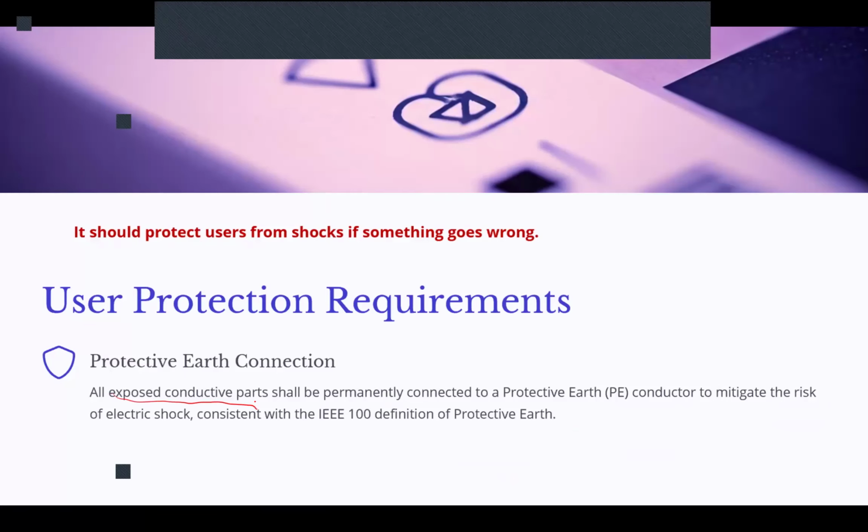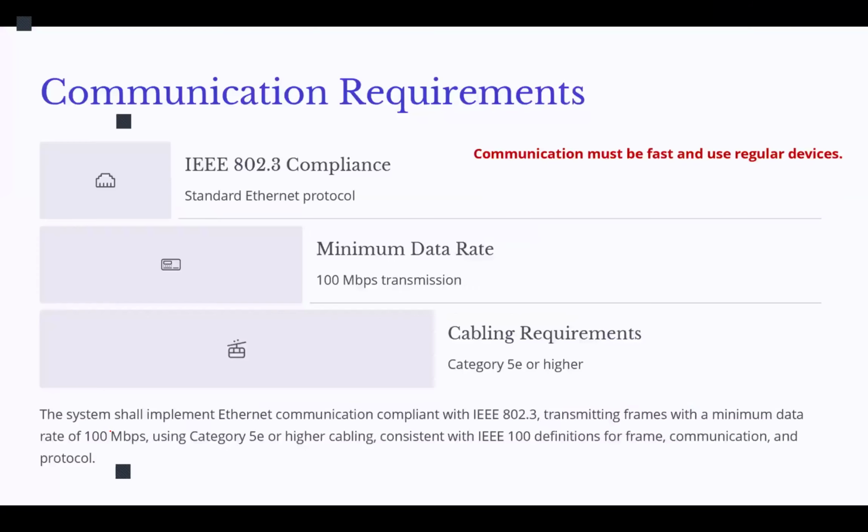This is how we define protection, and how we define where we should protect, what we should apply the protection to, to mitigate the risk of electrical shock consistent with the IEEE definition. So now you have to look at the definition of electrical shock in IEEE 100. Next example.